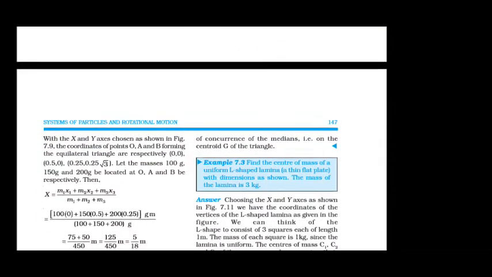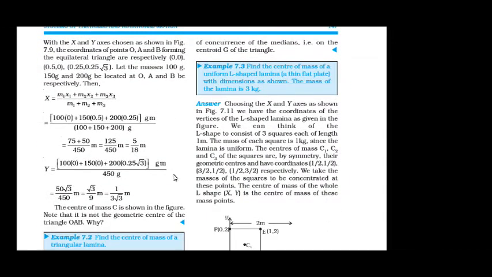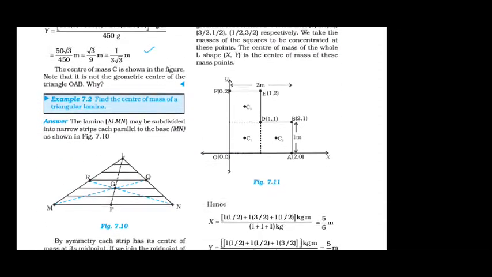Now we will implement in the formula x is equal to m1 x1 plus m2 x2 plus m3 x3 upon m1 plus m2 plus m3. Just put the values and you can find out the answer. Similarly for y also, just put the values: m1 y1 plus m2 y2 plus m3 y3 upon m1 plus m2 plus m3. So you get the value of y also, and that is the coordinate of the center of mass. Now let us do another sum.